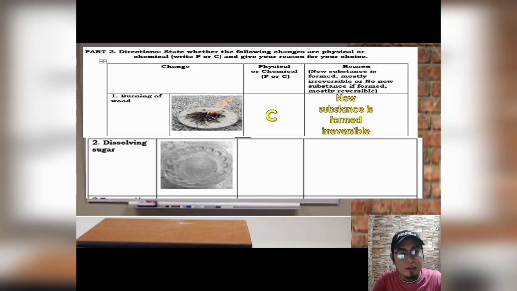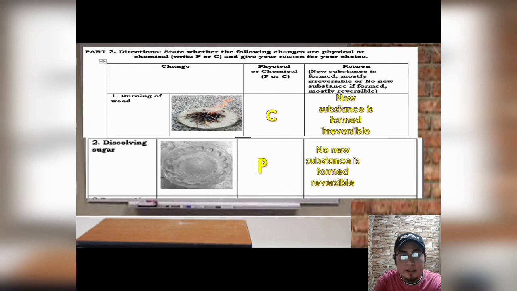Okay? Another, next, dissolving sugar. Okay. So, if your answer is physical, yes, it is correct. Pag dinisolve natin yan, yung sugar, nandun pa rin sa tubig. Sugar pa rin yun. Pero nasa liquid form lang siya. Okay? From solid or granules sugar into liquid sugar. Sugar pa rin siya. So, walang nabago. Nagets nyo, guys?